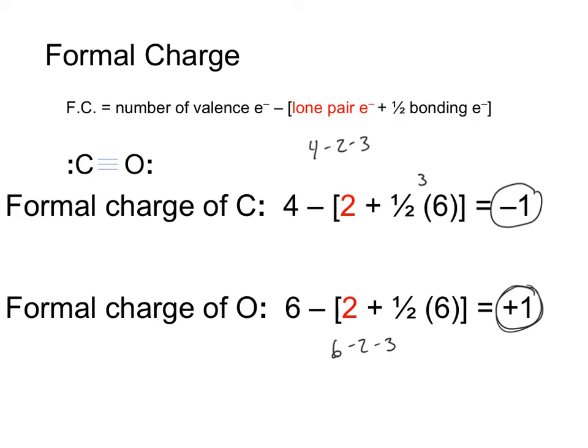Now this is not an ideal situation in terms of formal charges, because we have a +1 charge on our more electronegative atom. However, this is actually the only valid Lewis structure for carbon monoxide.